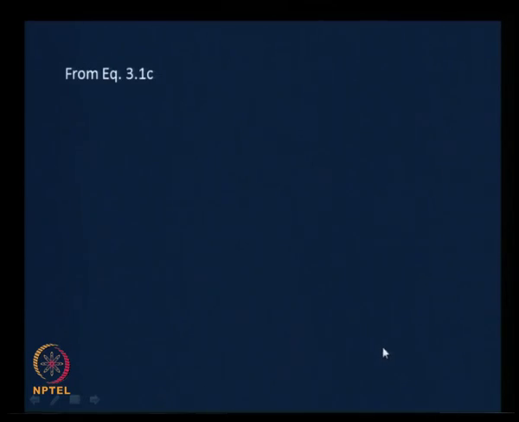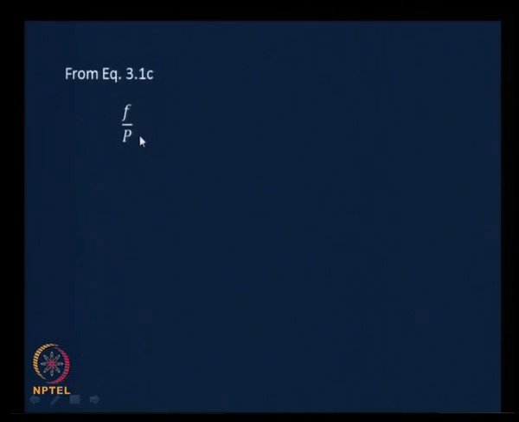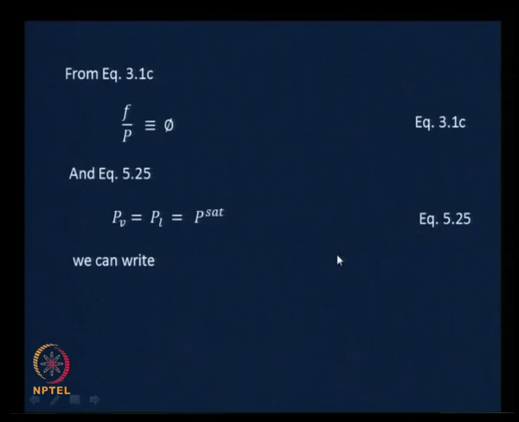Now, from equation 3.1c, you can go back and take a look at what it exactly says. I am going to restate it here anyway. It said that f by P was defined as the fugacity coefficient phi, and equation 5.25 is P_V equals P_L equals P sat. Therefore, we can write phi_V P_V equals f sat, or phi sat P sat. Phi_V is nothing but the phi value under the saturated conditions in this particular system, which is vapor liquid equilibrium. P is P sat, and therefore that equals f sat. We will call this equation 5.28.